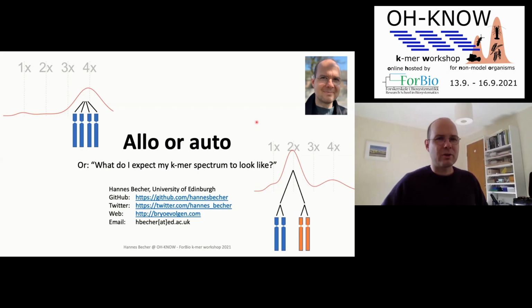So, allo or auto? I want to talk about the difference in K-mer spectra of allo-polyploids and auto-polyploids, and give you an intuition for why these K-mer spectra look different and why they look the way they do.